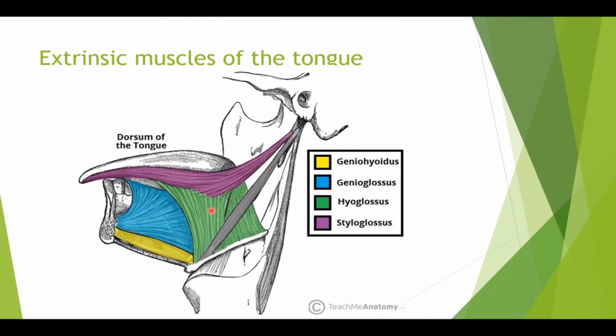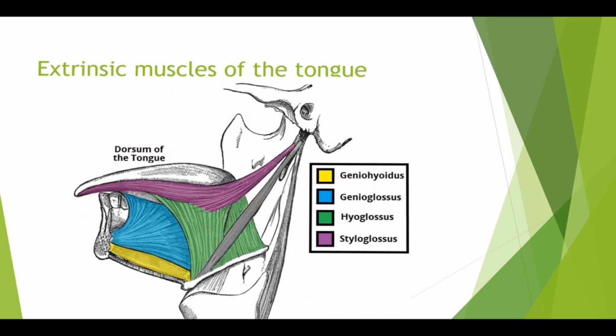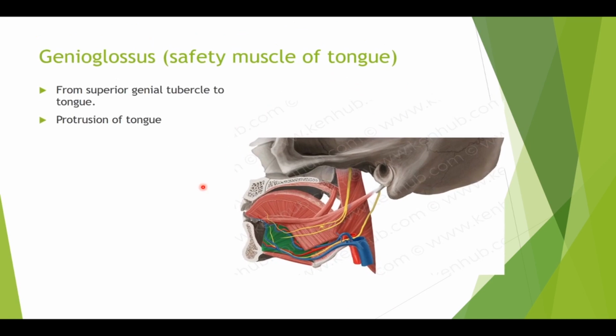Now here you can very well appreciate genioglossus is shown in blue color, hyoglossus is the one going above and is green, whereas the pink one is the styloglossus. Now genioglossus is also known as the safety muscle of the tongue. You can find it here as the green one, and it arises from the superior genial tubercle and is inserted into the tongue. It helps in the protrusion of the tongue and forms the majority of the body of the tongue.